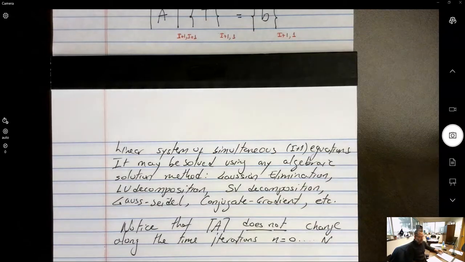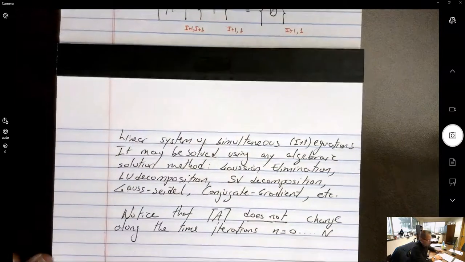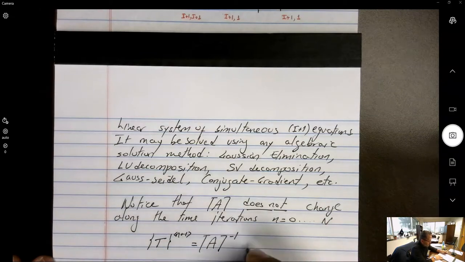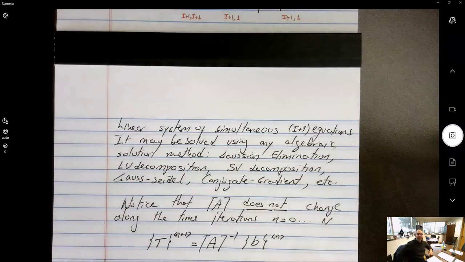It stays the same. So basically, if we just try to solve the system for T at n plus 1, it's just basically the inverse of A to the minus 1 times b, which is information of the field at time level n, which includes the temperature and the boundary condition information.